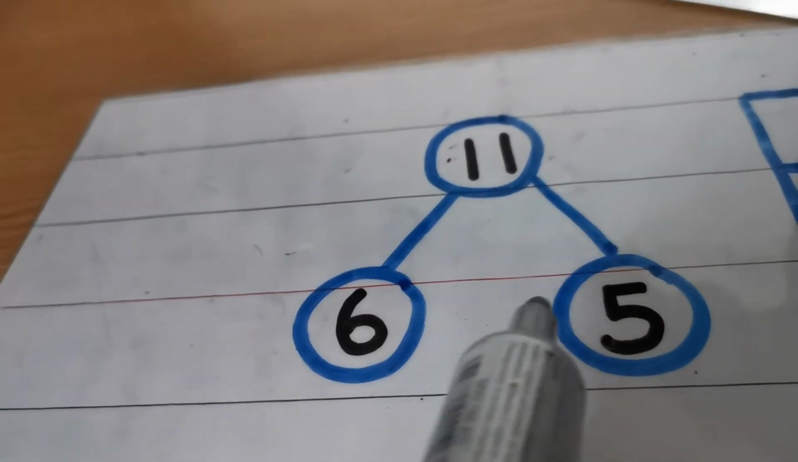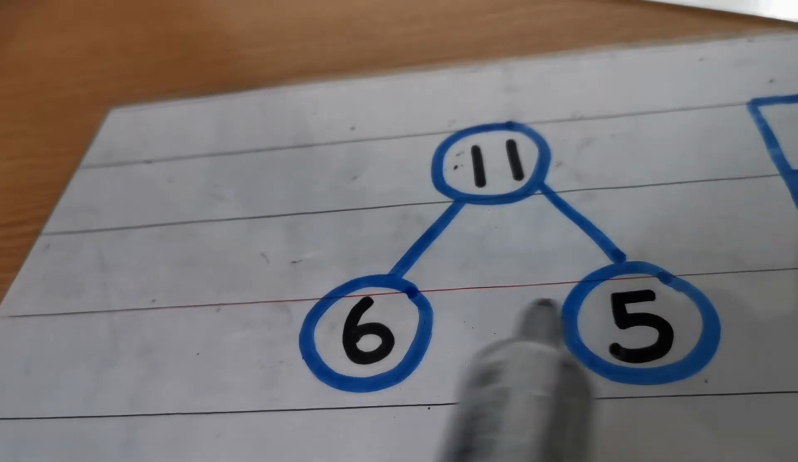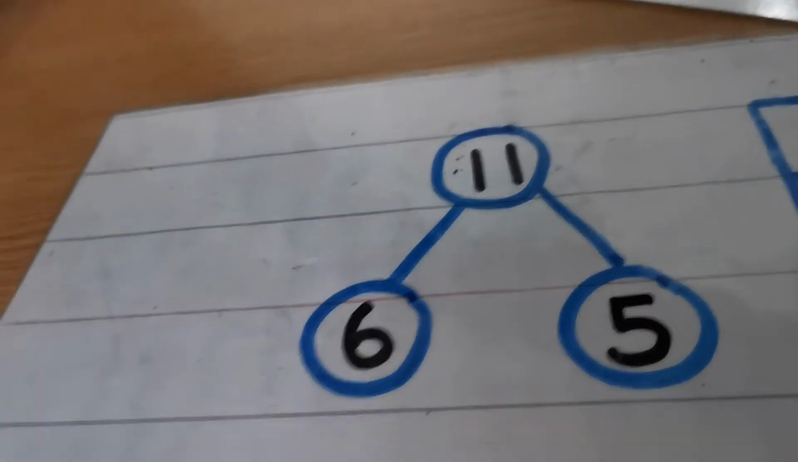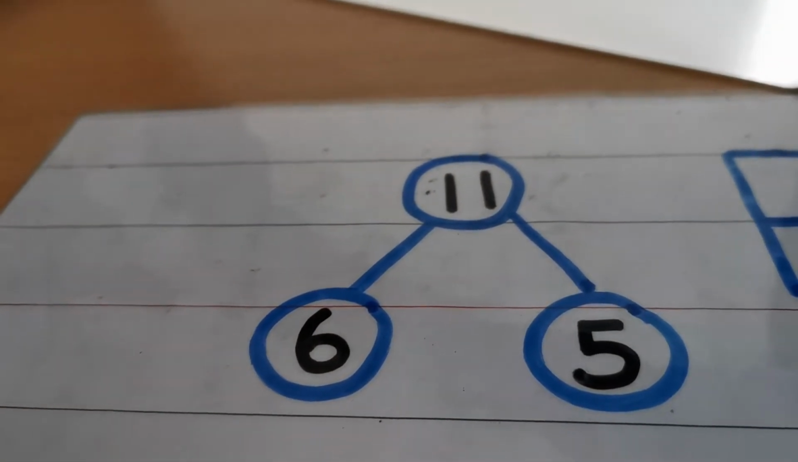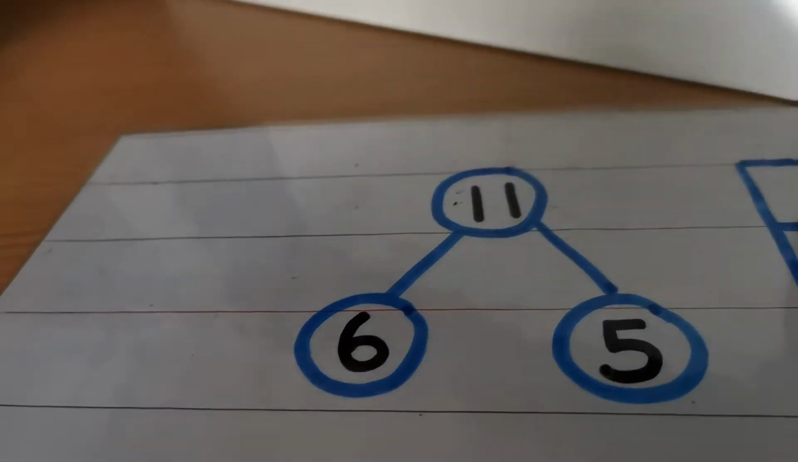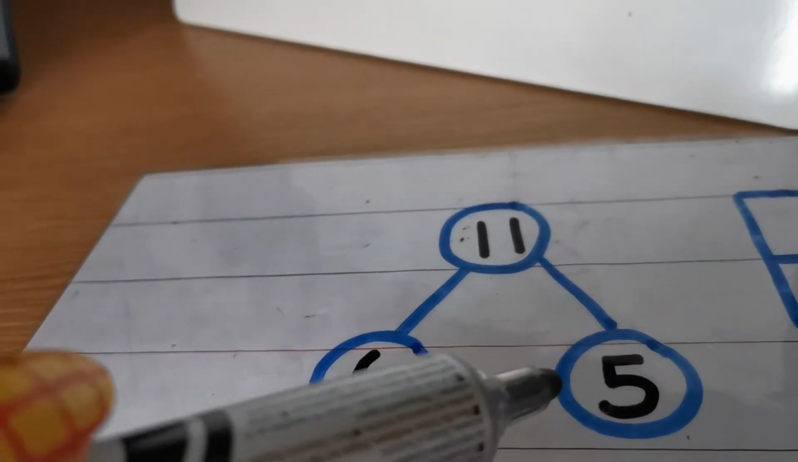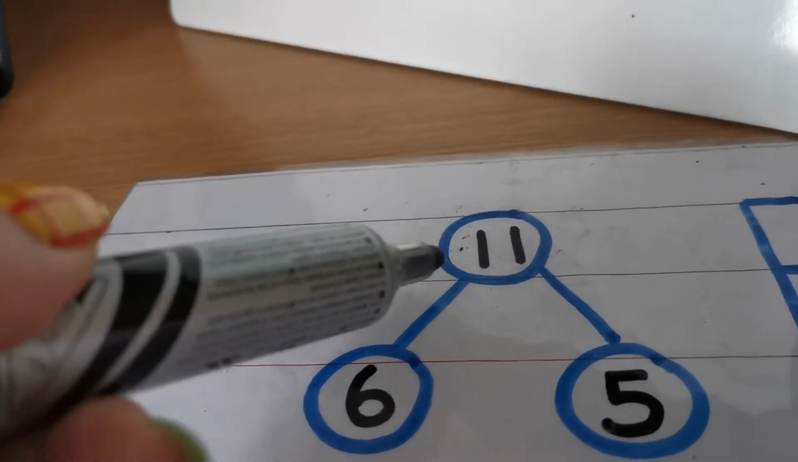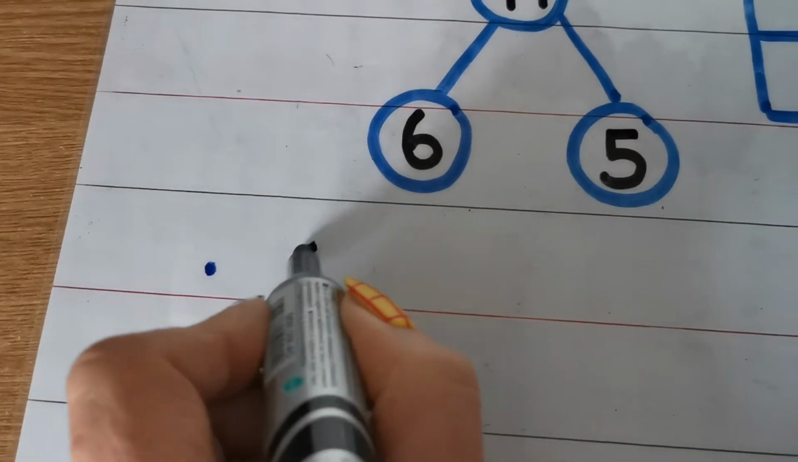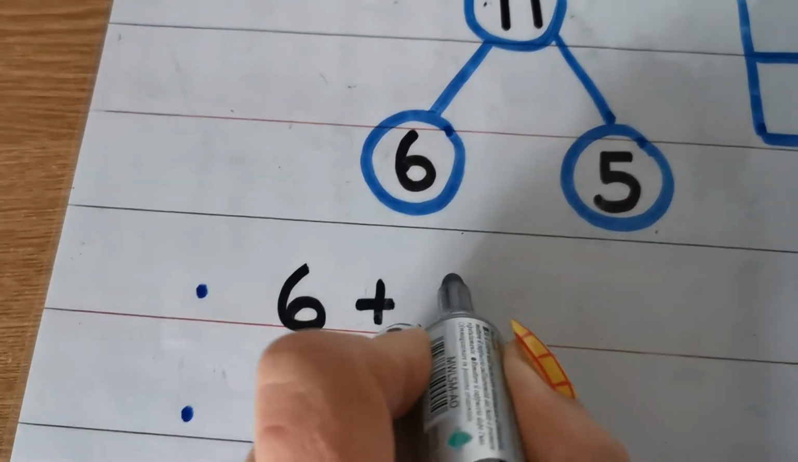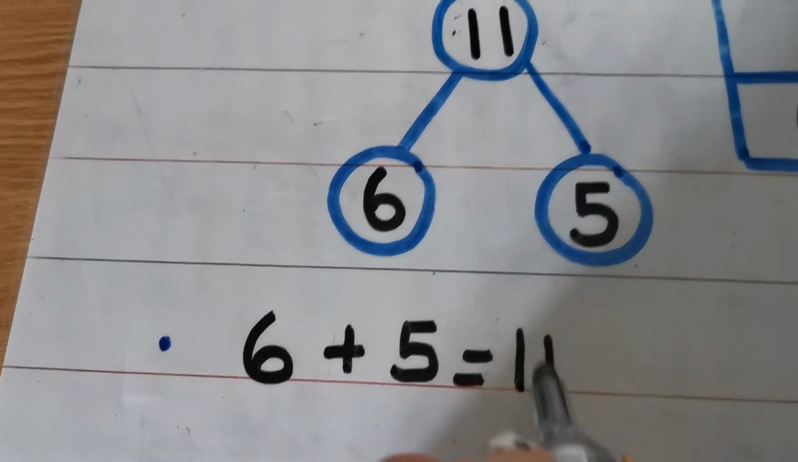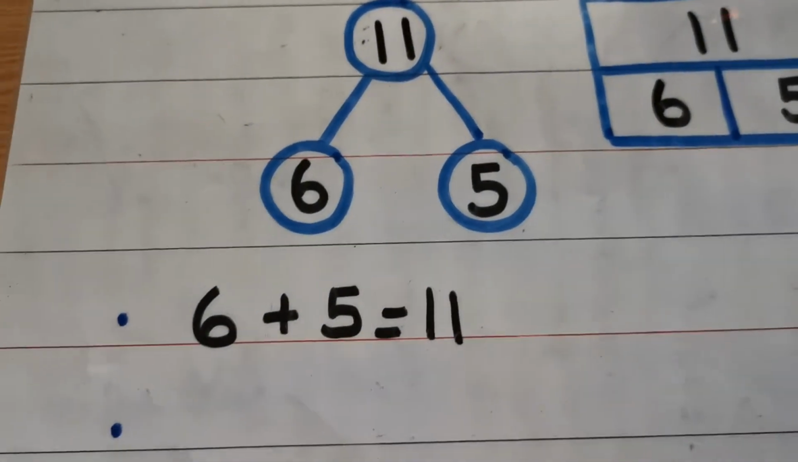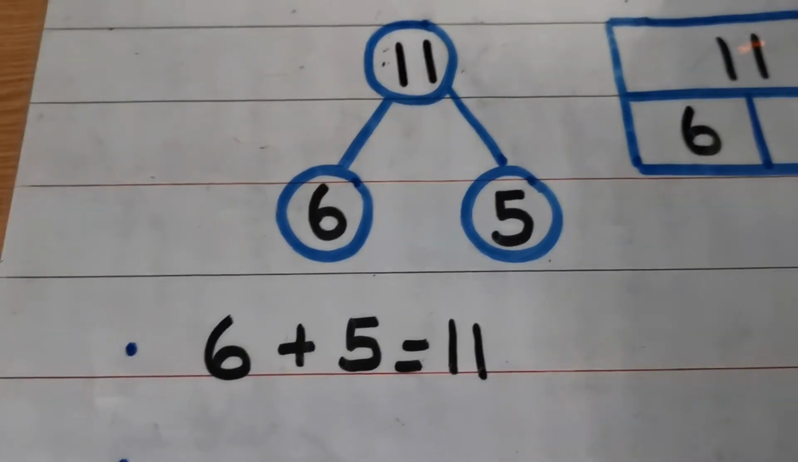I'm going to add my 2 numbers, the 2 parts together to make the whole. So what am I going to write first? Stop and have a think. Okay, I'm going to write 6 add 5 equals 11. Right, let me write that on my board. 6 plus 5 equals 11. Okay, that's one of my addition sentences that I can make.